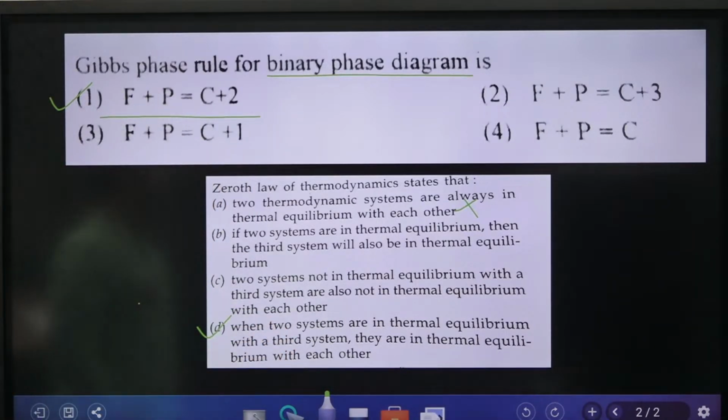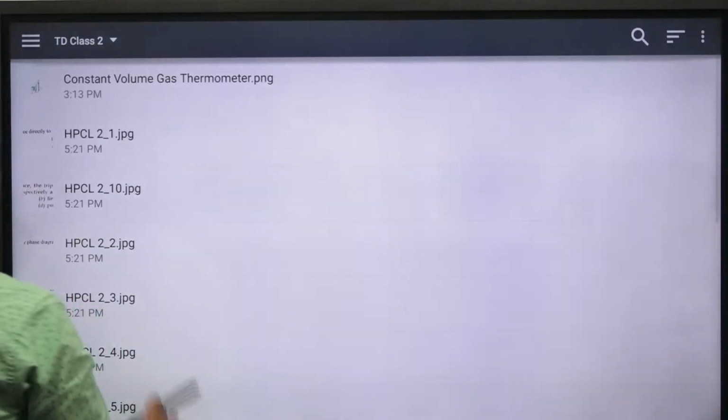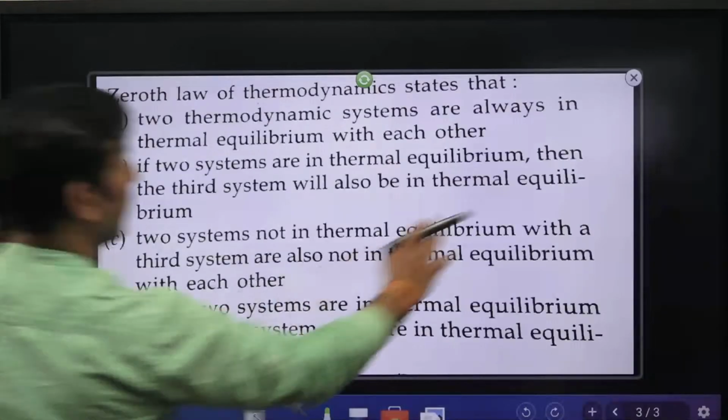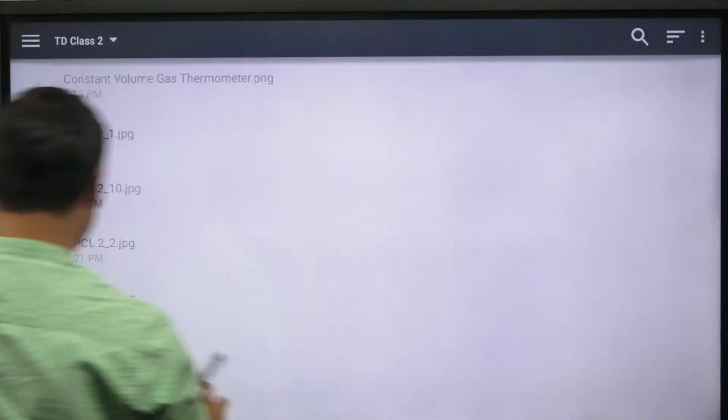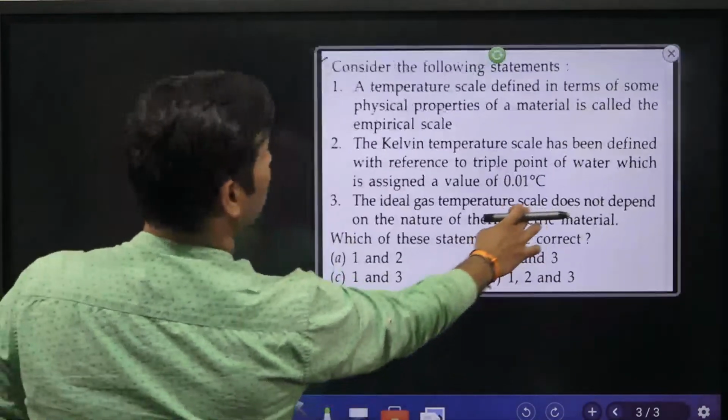Option D is right. Okay, these types of questions, guys, you will find in PSU exams. Let me take some more questions. Try to answer this, guys.